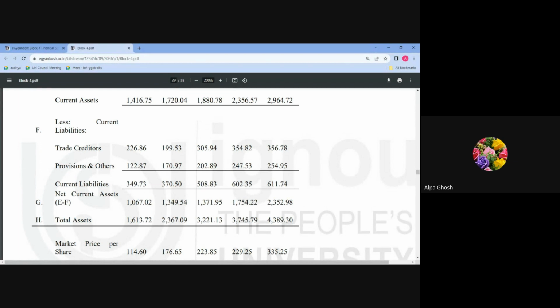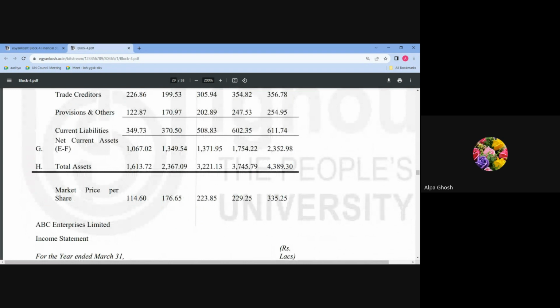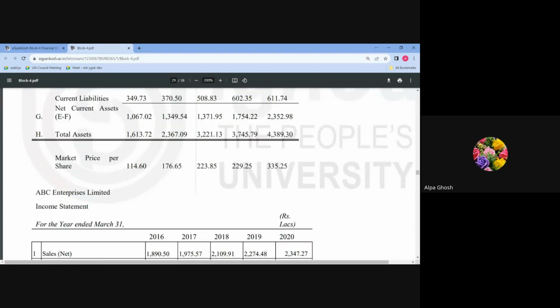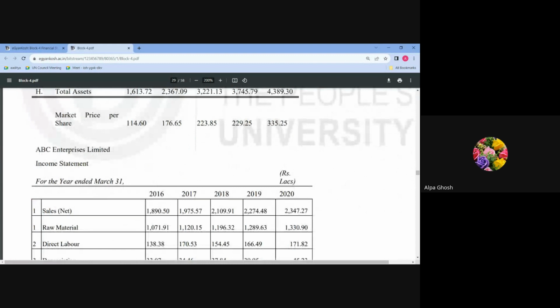So this is your total assets. What is the market price per share? That is also given. Now next it is the income statement.